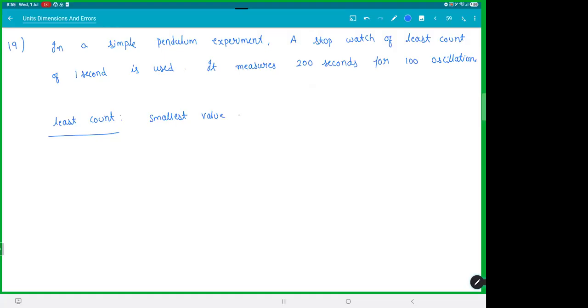So this is the smallest value that can be measured. And generally we take this as the error. There is more to it, but for now it is fine. This is taken to be the error.